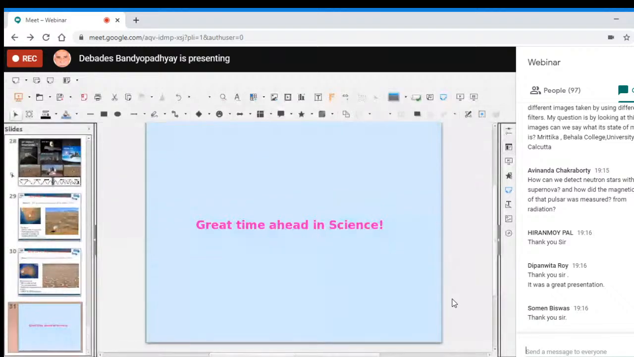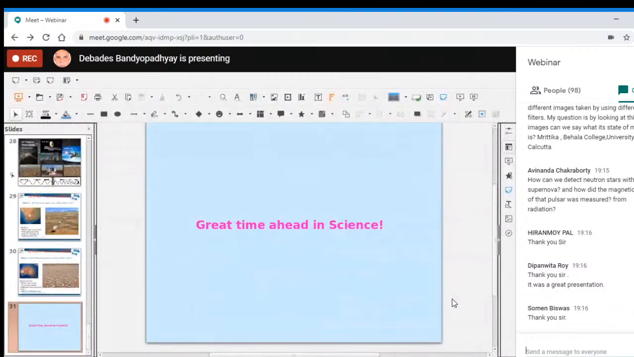One from Dr. Shatabdi Ghosh. What is she asking? What is the function of a black hole in the galaxy? The function of a black hole. I think she might be asking about the supermassive black hole at the center. Okay, the black hole has lots of functions. It generates energy and keeps this universe going. But supermassive black holes are also good for us. With the next generation gravitational wave detectors, we will be able to detect gravitational waves from those things.